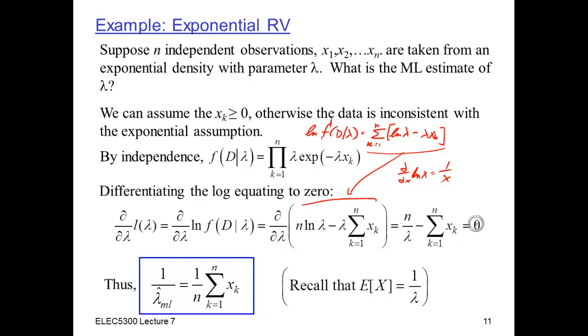And now setting this thing equal to 0, I know that this thing has to be equal to this thing. Therefore, n divided by lambda has to be equal to the sum. Or 1 over lambda, the maximum likelihood estimate of lambda is just 1 over this, which is the sample mean. And 1 over lambda, remember, is the mean, the estimate of the mean. So again, what we're trying to do here is estimate the mean by the sample mean.